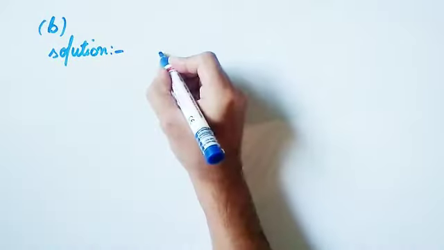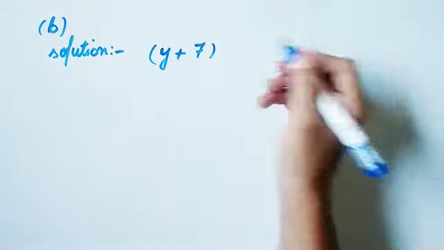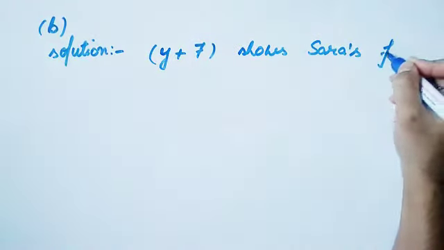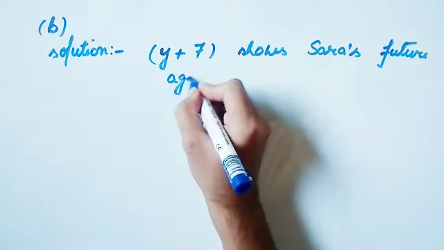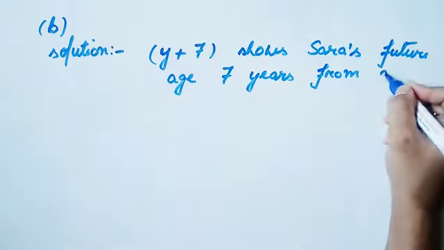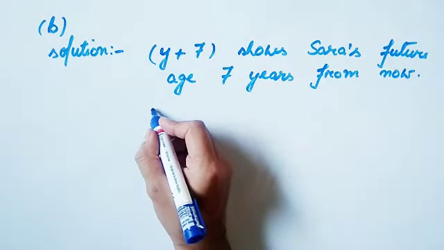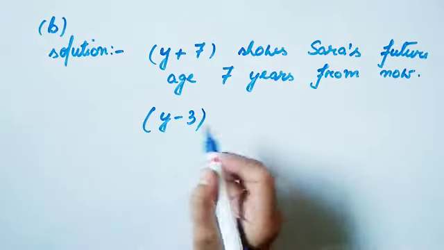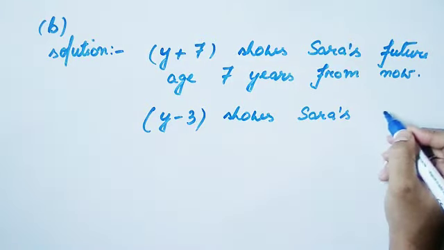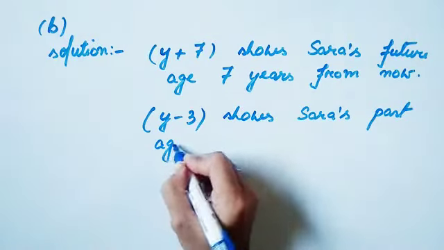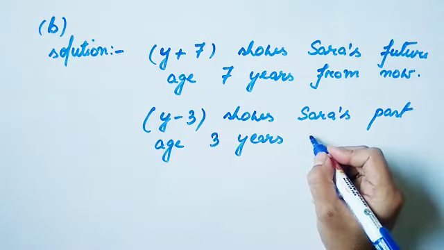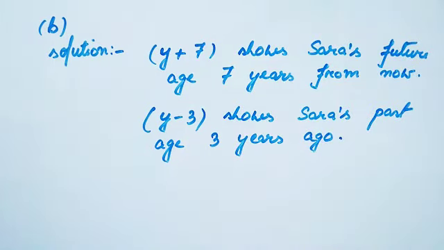So let's write the answer. Our first expression is y plus 7, right? So y plus 7 shows Sarah's future age, 7 years from now. It's very simple. Next, our next expression is y minus 3, right? Since there is a minus sign, it will show Sarah's past age. Instead of from now, it will be 3 years ago.